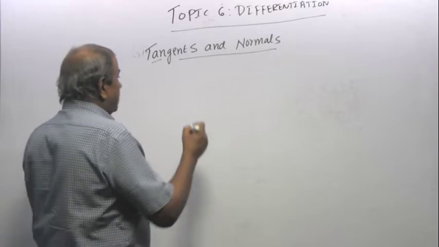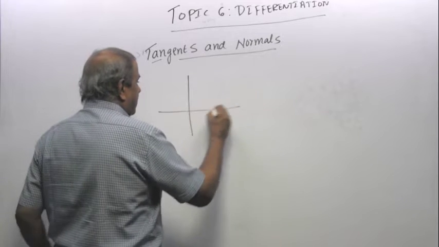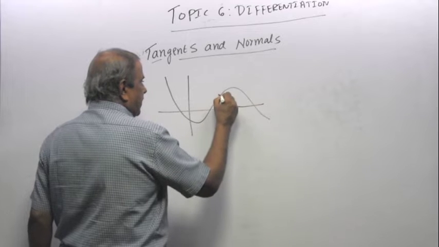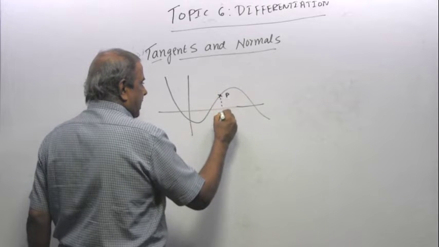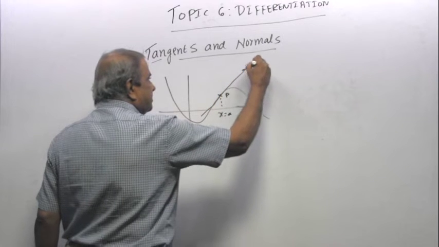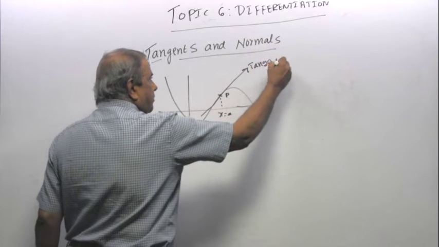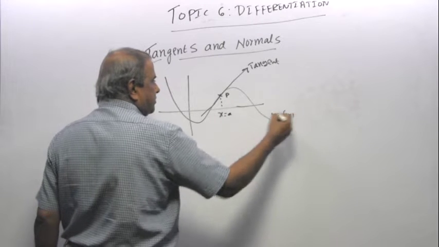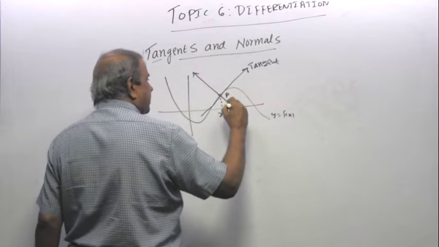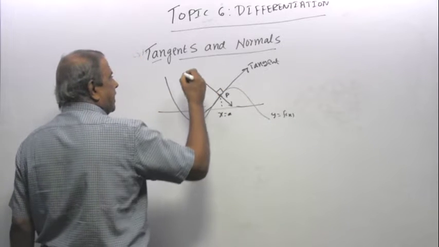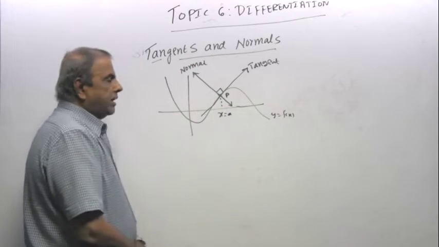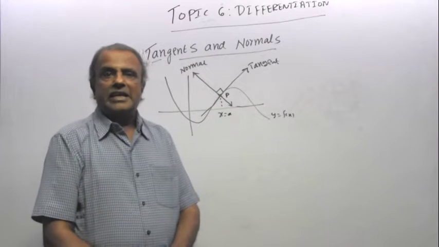Okay? So, if I have a curve y equal to f of x, let's say I take a point P where x equal to a, that is the tangent. And a perpendicular to the tangent at the point of contact is called the normal to the curve. Normal is a perpendicular to the tangent at a point.